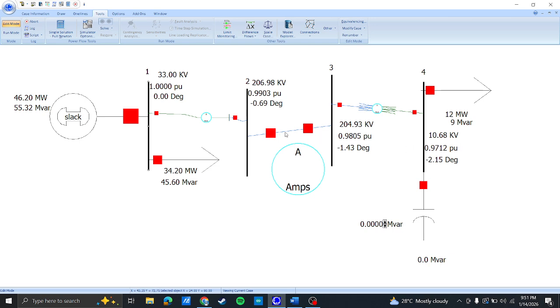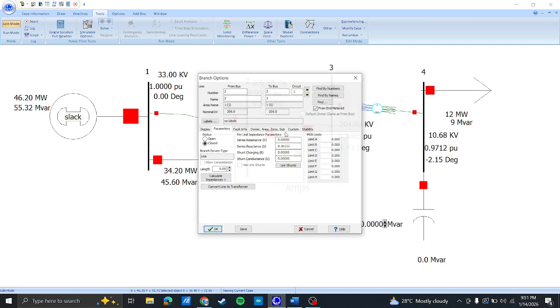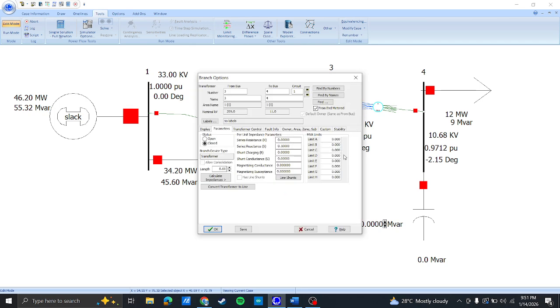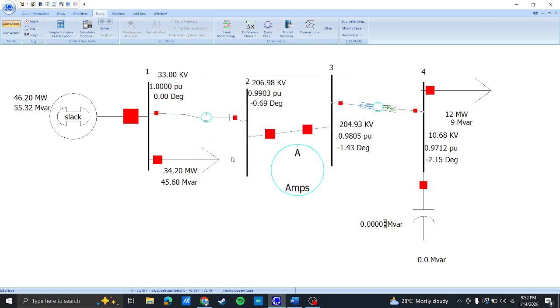The line over here has been set to 100, which is the series reactance. The transformer over here has been set to a 1200 MVA limit. Okay, so now we run the circuit.